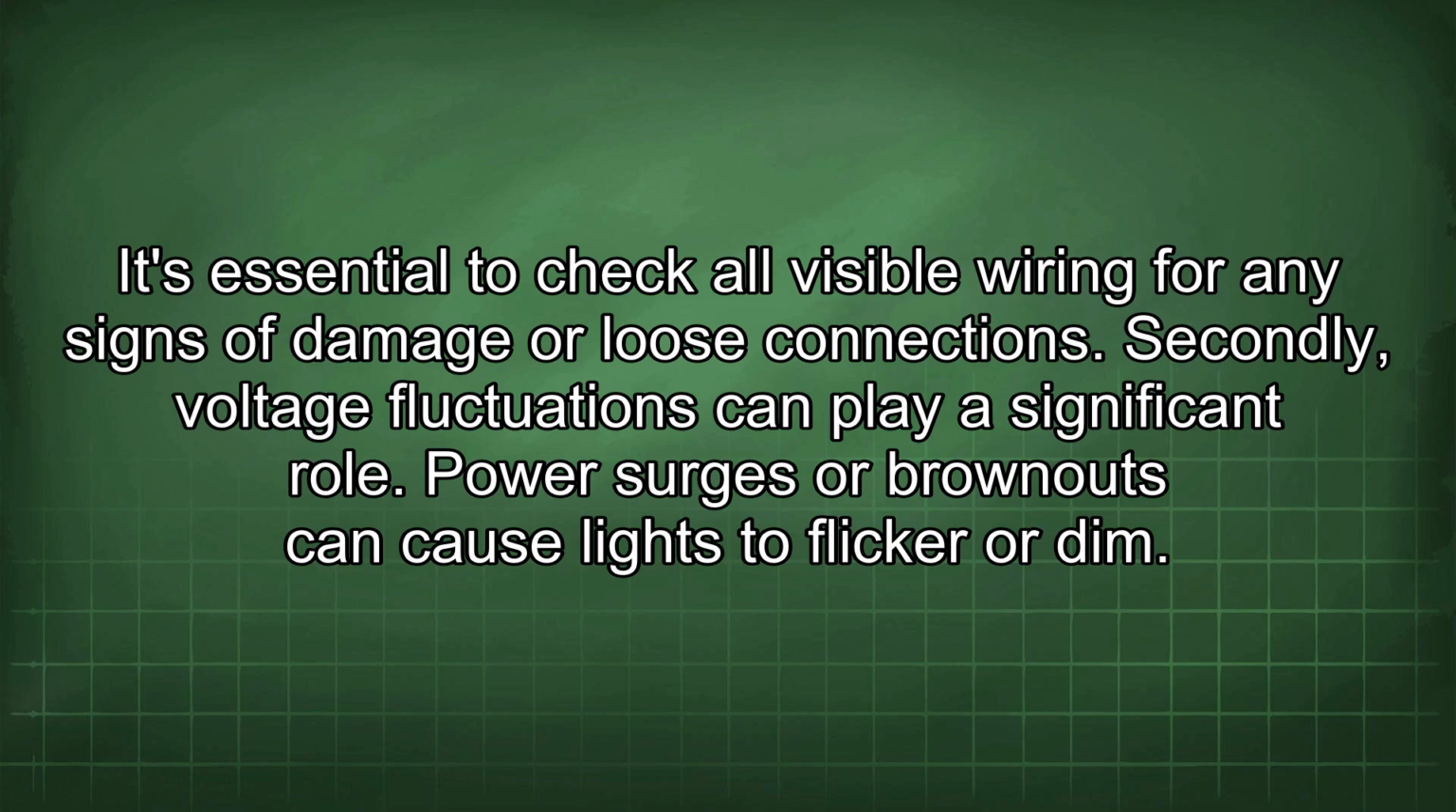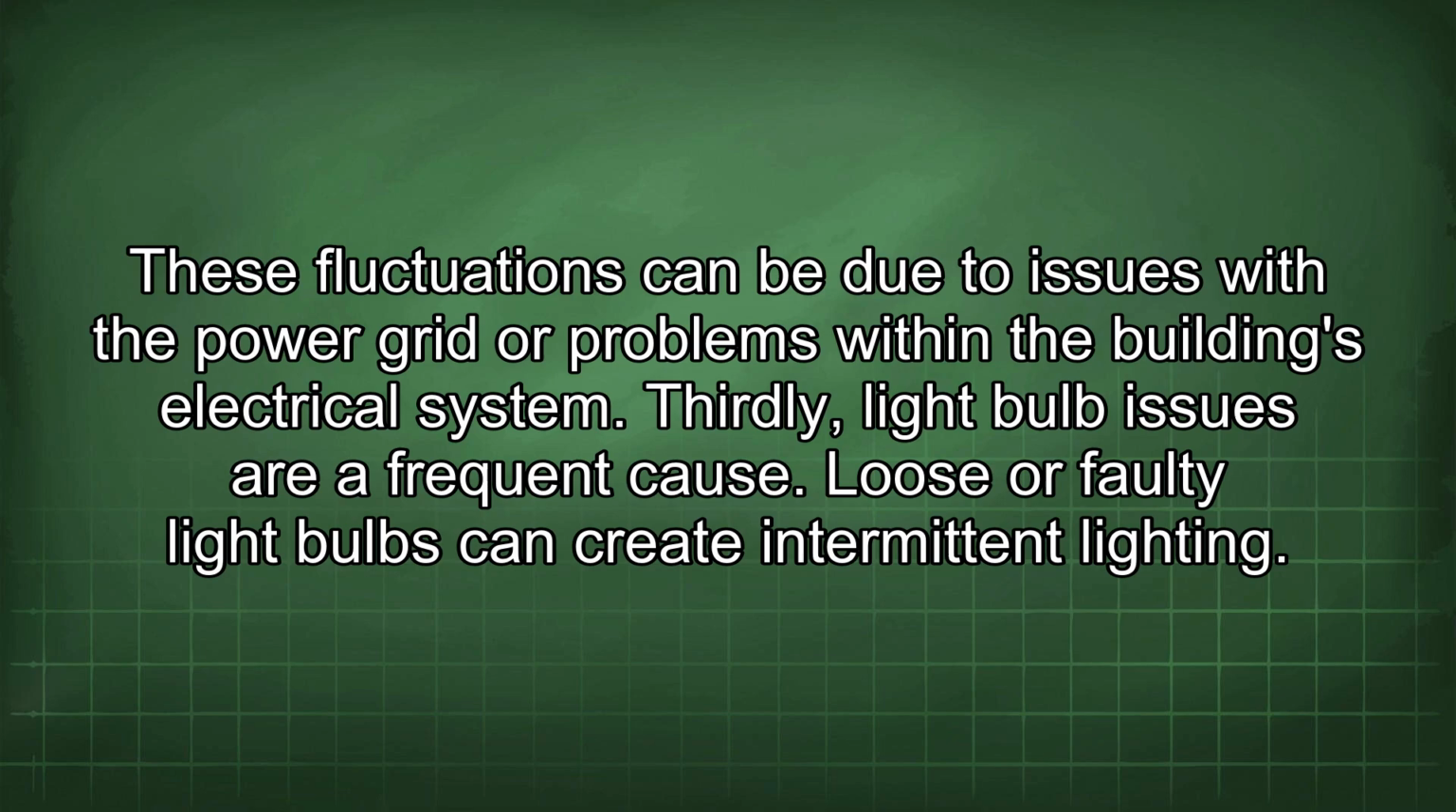Secondly, voltage fluctuations can play a significant role. Power surges or brownouts can cause lights to flicker or dim. These fluctuations can be due to issues with the power grid or problems within the building's electrical system.